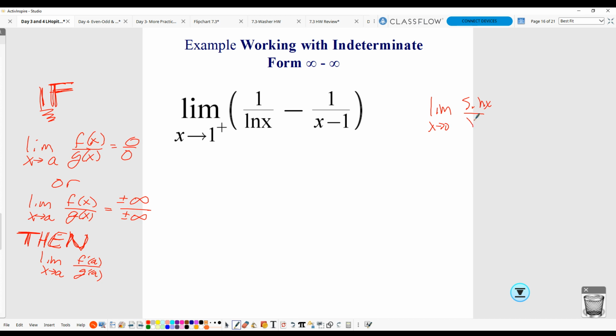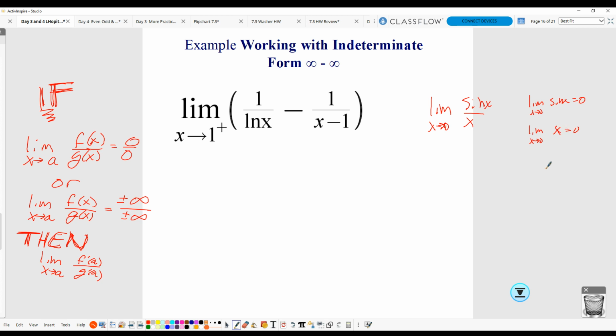Do you guys remember this? Sine x over x, as x goes to 0, what's the value? 1. It is 1. And that's one that I asked you guys to memorize at the beginning of the year and was like, well, I'll get to it later and I'll show you why.